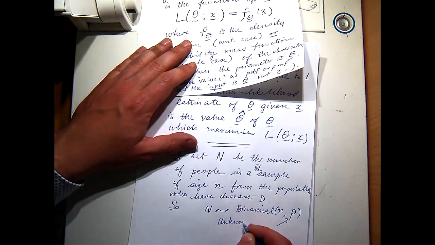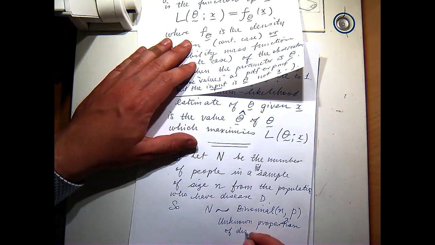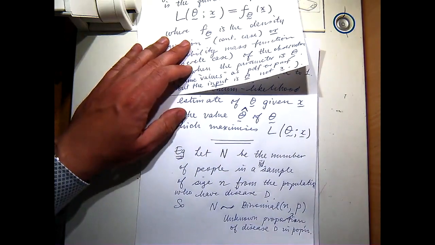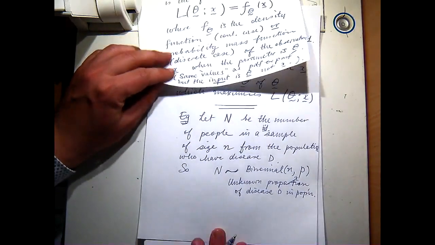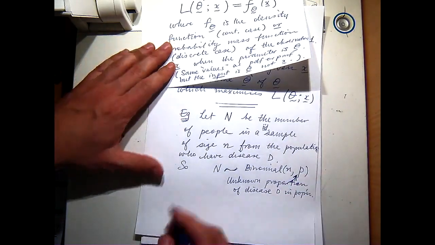It's unknown. It's a proportion, right? You can always think of a binomial having a certain proportion or a certain probability of disease D in the population. Or well, more precisely, of people having disease D in the population. So that's what p is. Now we want to find an estimator of p.